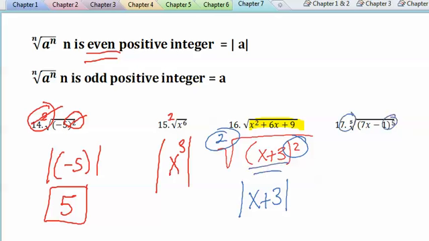Over here, 5 and 5, the exponent and the index cancel each other out. But because they're odd, we don't need absolute value. That's going to be our answer.